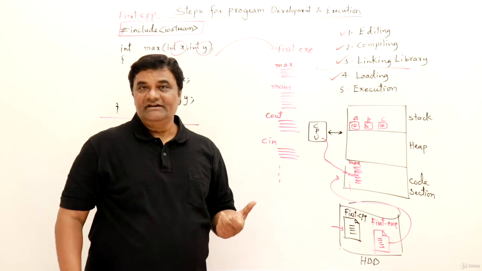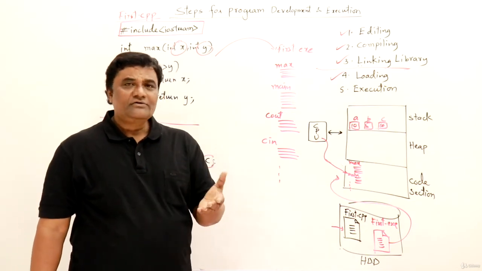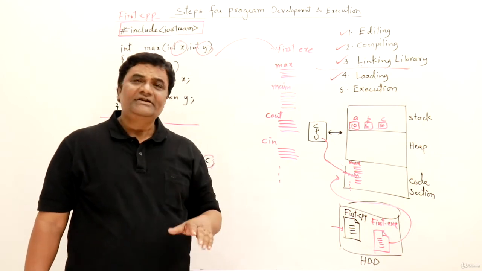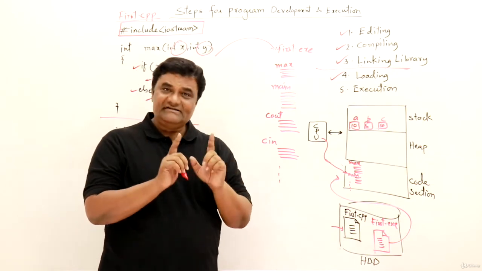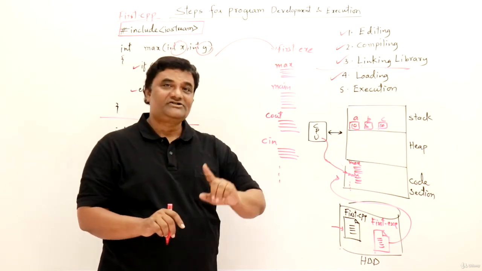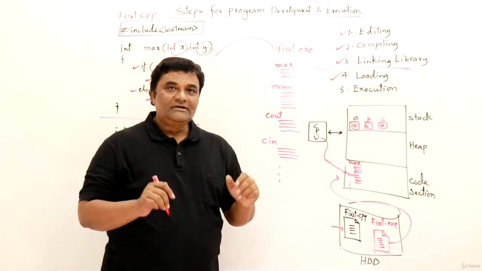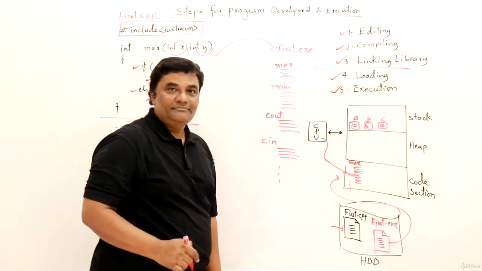Heap, what is the use of heap? It is used for dynamic memory allocation. We are going to learn more about this stack, heap and all in later sections. We will learn about this in detail. This is sufficient here. Just the introduction that there is something called stack, there is something called code section and heap. That is sufficient. So that's all about the steps for development and execution of a program.